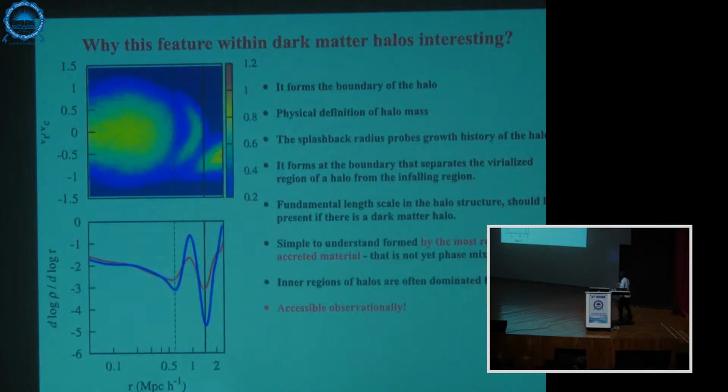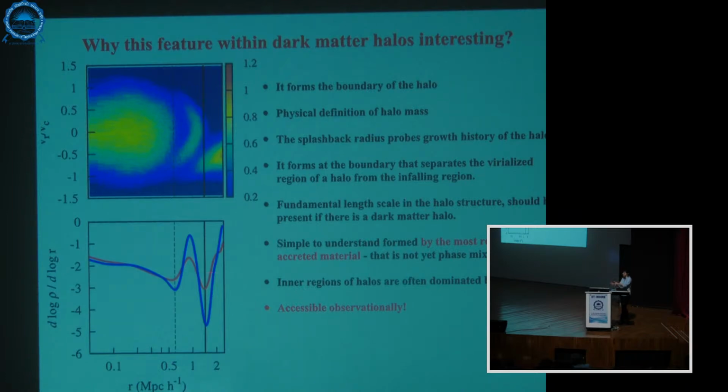All right, so why is this feature interesting at all? To me, it's interesting because, of course, it gives a dynamical definition to the boundary of the halo. It gives us a physical definition of what mass is actually in bound orbits around dark matter halos. It also is a probe of the growth history.